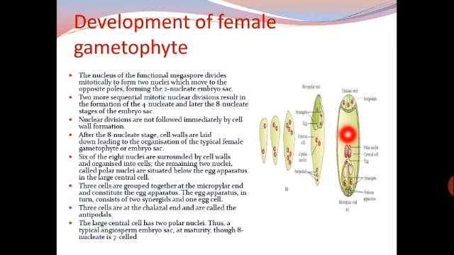3 cells are grouped together at the micropylar end and constitute the egg apparatus. The egg apparatus in turn consists of 2 synergids and 1 egg cell. 3 cells at the chalazal end will form the antipodals and the large central cell has 2 polar nuclei. Thus the typical angiosperm embryo sac at maturity, though 8 nucleate, is a 7 celled structure. I hope you have understood the development of female gametophyte.